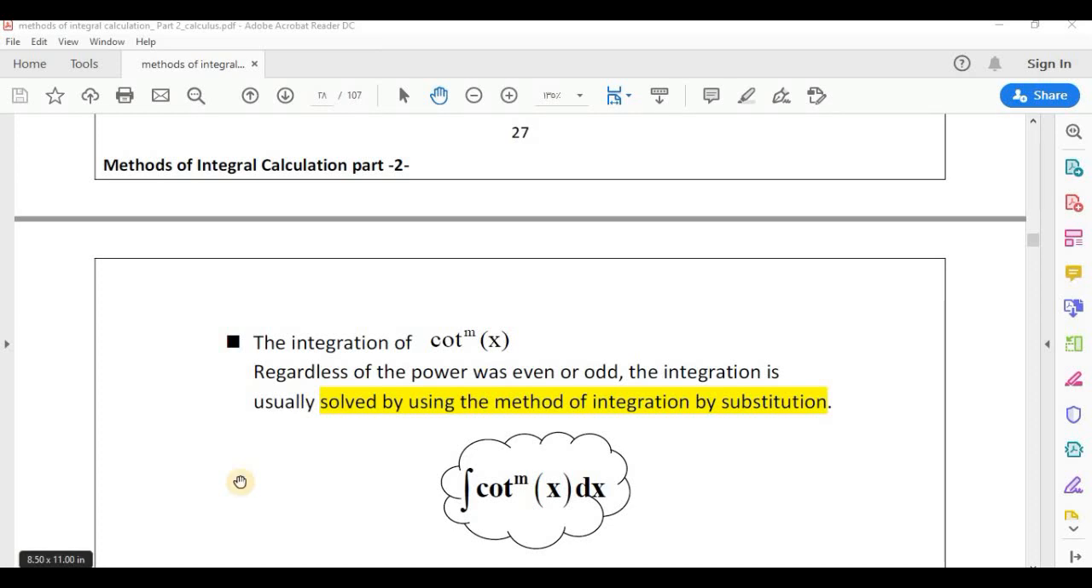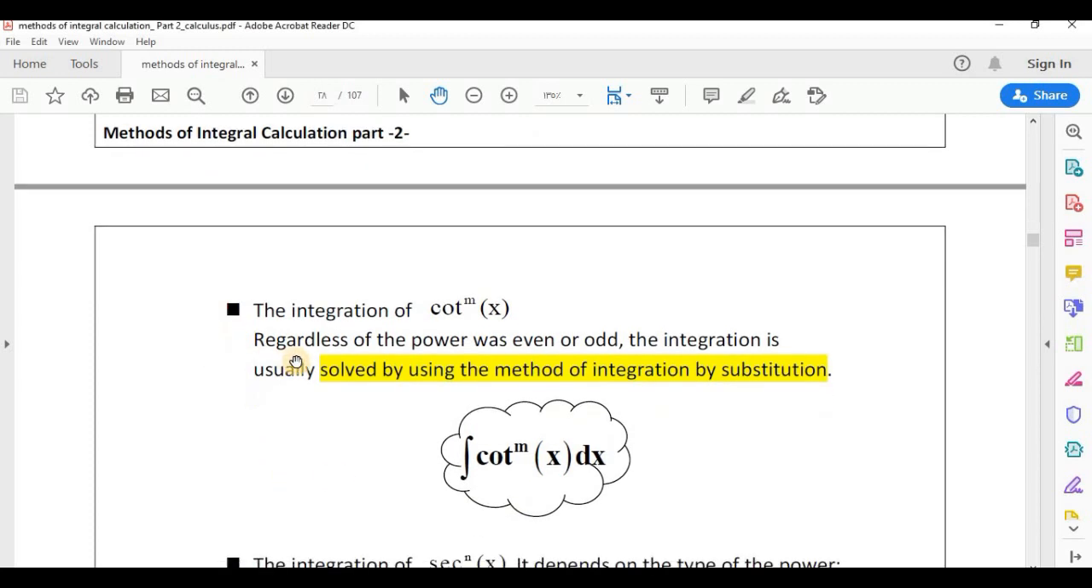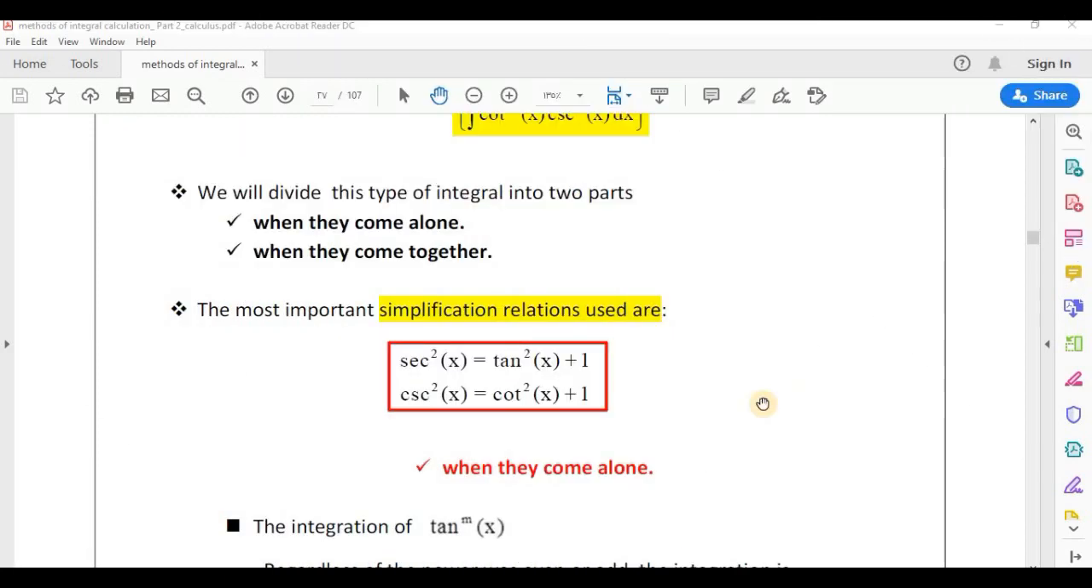For today's lecture, we will learn how to make the integral for cotan function when we have odd or even power. As you can see here, regardless if the power was even or odd, the integration is usually solved using the substitution method. And because we will use the same concept and idea that we learned from the previous lecture for the integral for tan with odd and even power, we will use the same concept and same idea with the function cotan.